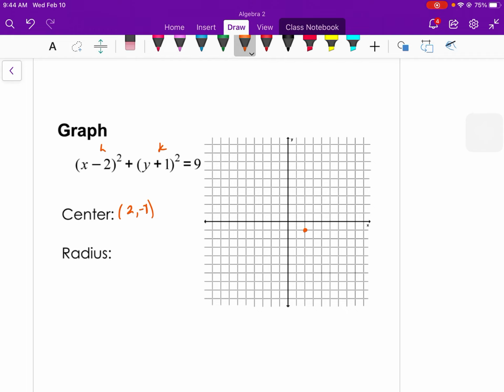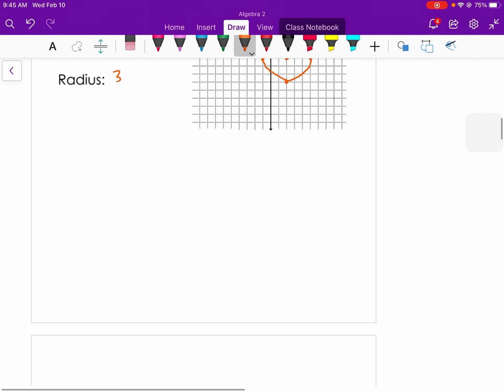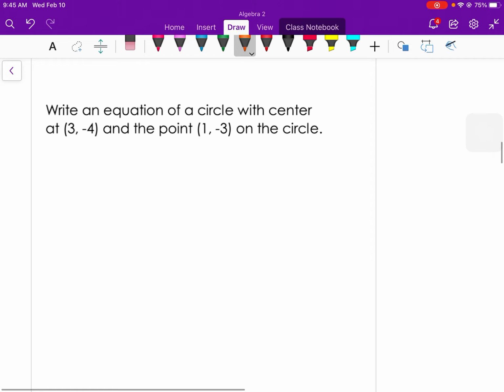In this first one, the center, remember HK is with XY, so then it's going to be 2, -1. So 2, -1, and a radius, well, this is set equal to r squared. So when we take the square root, the radius is going to be 3. And I like to go up, down, left, and right because that will make the most accurate distance away for 3 units.